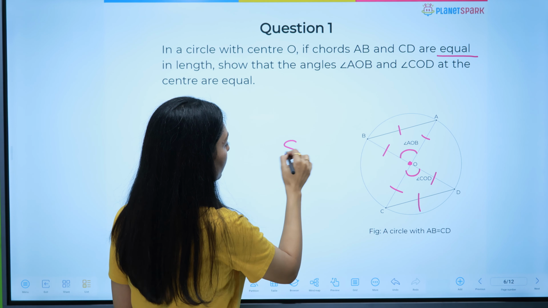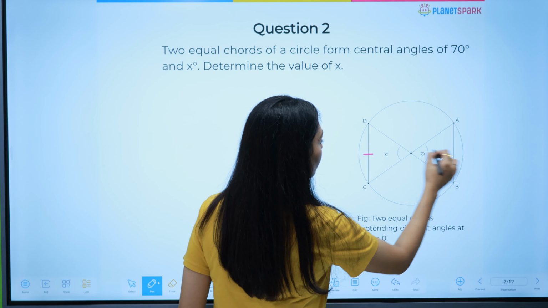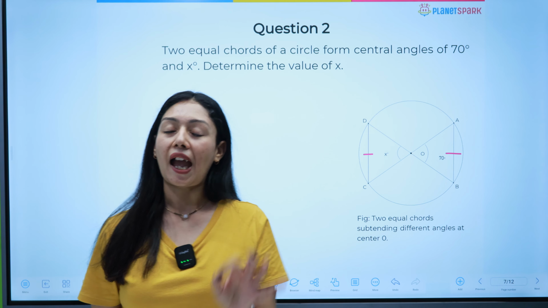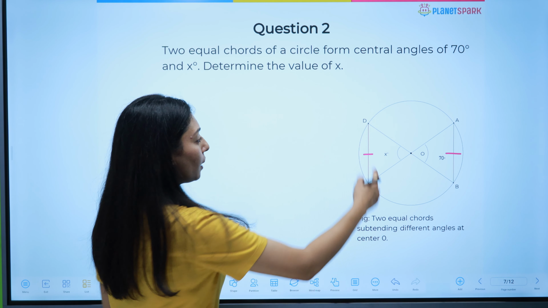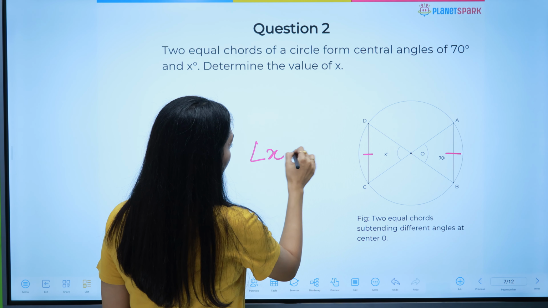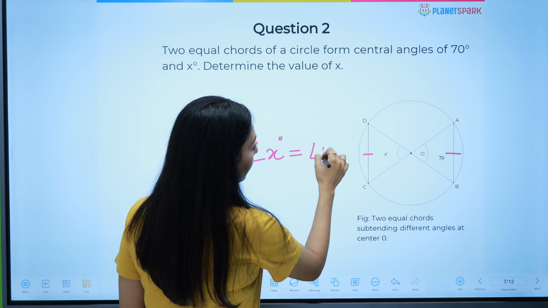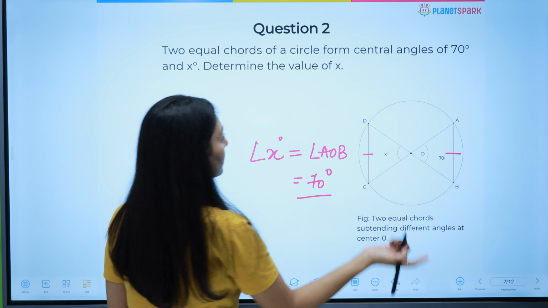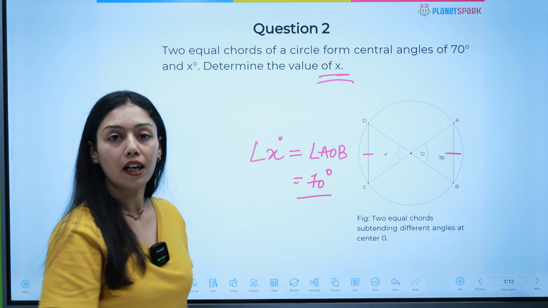Two equal chords of a circle form the center angle of 70 degrees and x degrees. Again, chords are given to be equal, so we can use the property that equal chords subtend equal angles at the center. So what will we say here? Angle x will be equal to angle AOB. AOB is given as 70 degrees, so x will be 70 degrees. That is what we had to find out, and we are done, right?